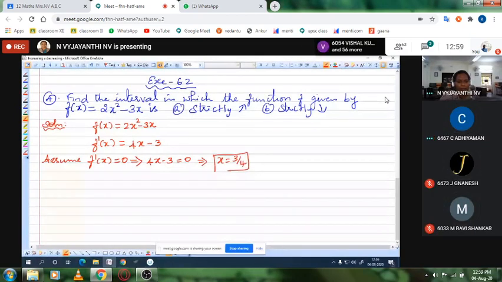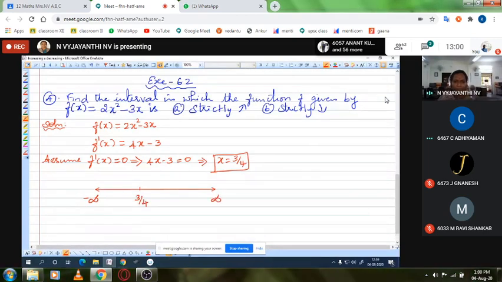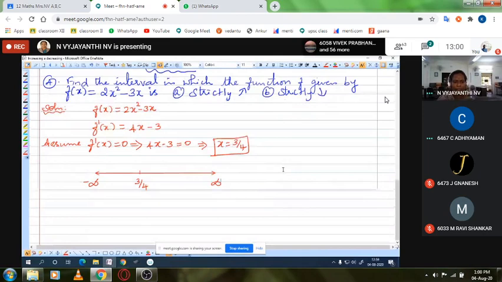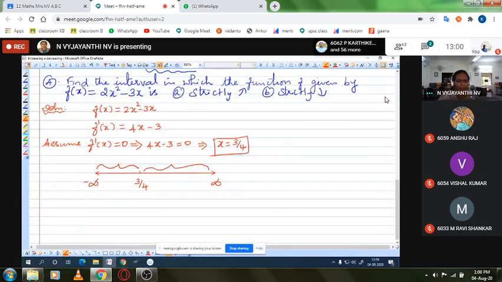Now listen carefully and understand the steps I am doing. We are going to split the interval into two parts: minus infinity to 3 by 4 and 3 by 4 to infinity. Got it? In this interval and in this interval, we are going to calculate f dash of x.